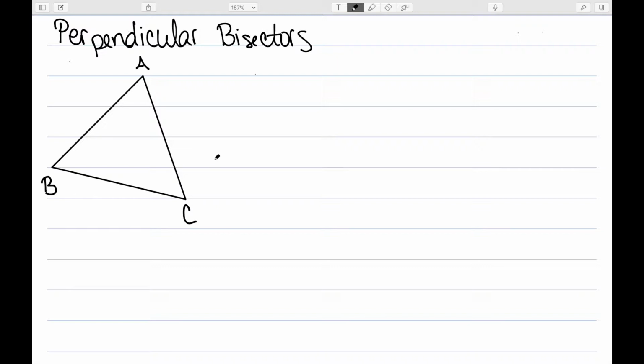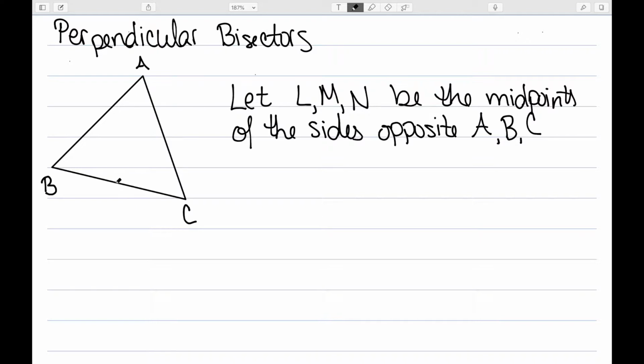The last segments I want to consider are the perpendicular bisectors. Once again, I'm going to let L, M, and N be my bisecting points, my midpoints of each side. So there's L, M is about here, and N will be about here. And then we're going to draw the perpendiculars from these points. So there's that one, our next one, and then finally here. And these segments here will be our perpendicular bisectors.